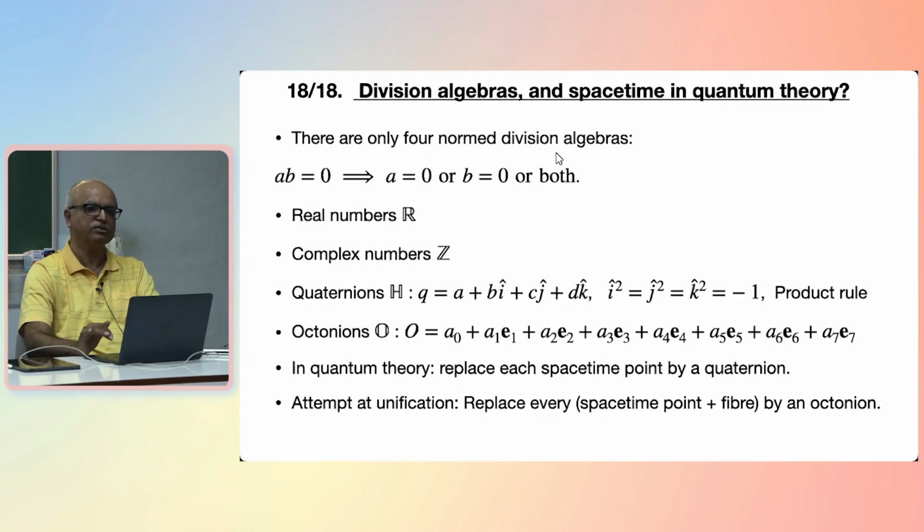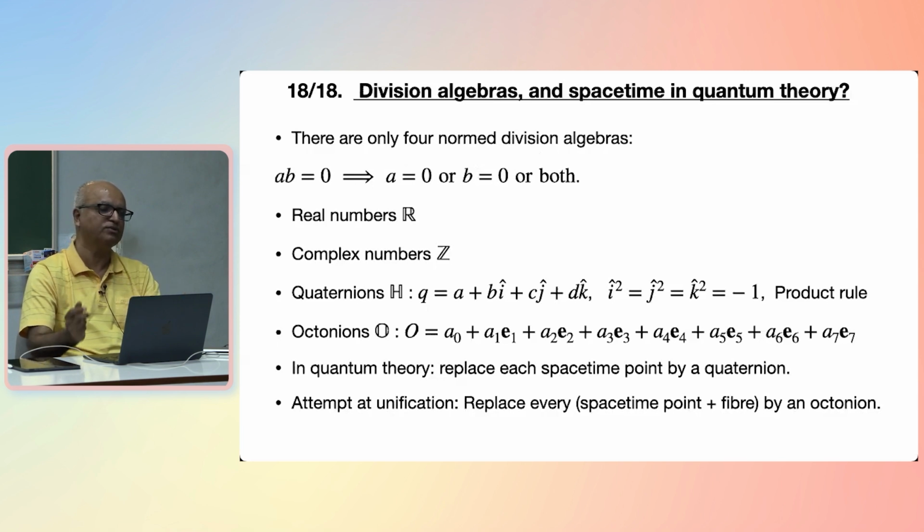There are number systems known as division algebras, which have the following property. Normed division algebra. Normed means you can define its absolute magnitude. What is a division algebra? If you take two elements A, B in the algebra, if their product is 0, then at least one of them is 0. That sounds very intuitive, no? You multiply x and y, if it is 0, then at least one of them should be 0.